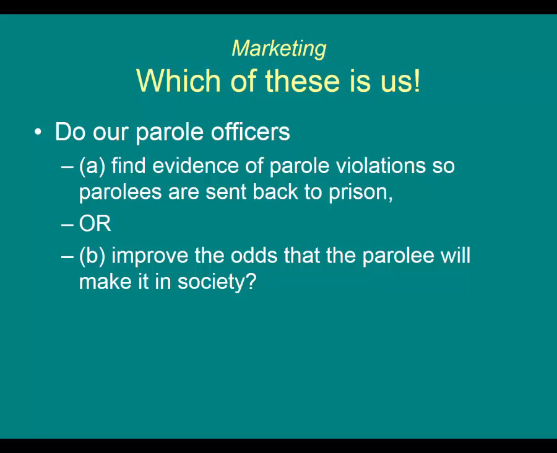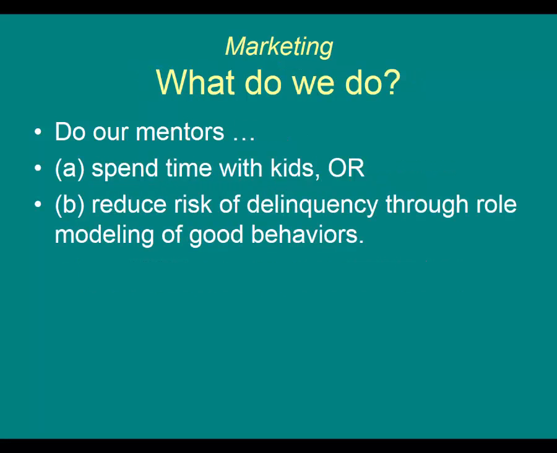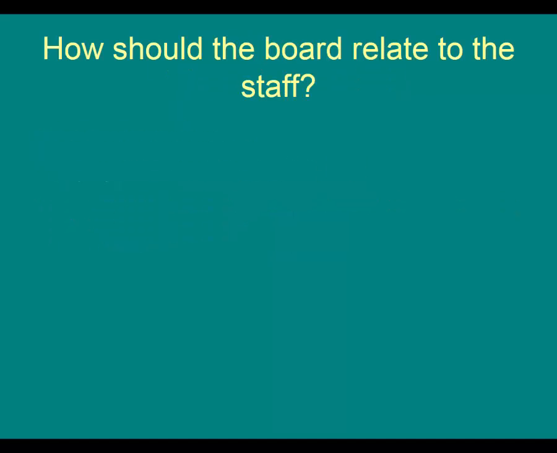And so, in terms of marketing, what is the image you want to portray? And how do you do it with your staff as well as board? What do we do? Do our mentors who work in our program spend time with kids, or reduce risk of delinquency through role modeling of good behaviors? Obviously, the second one is the better marketing message.